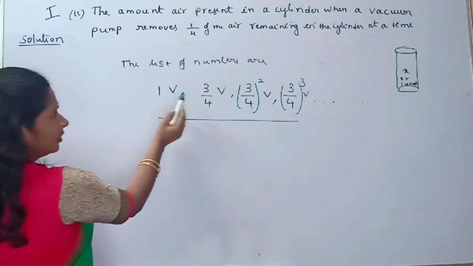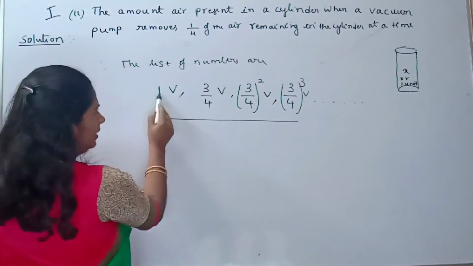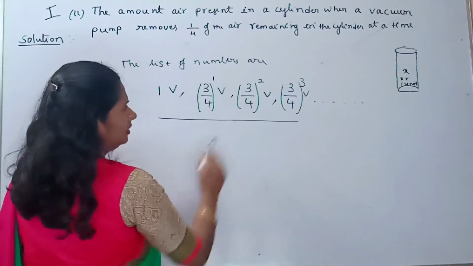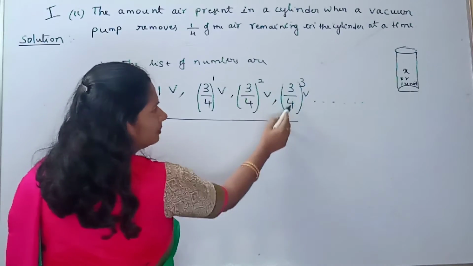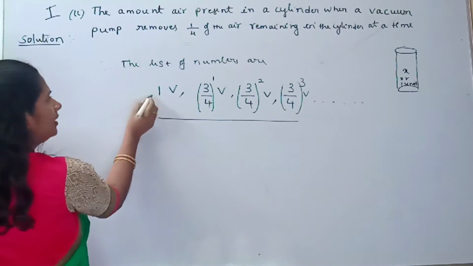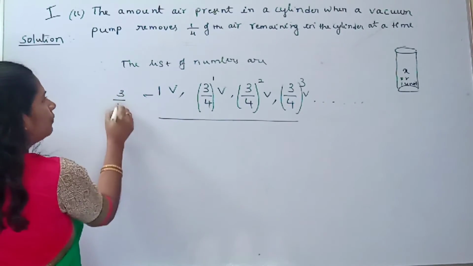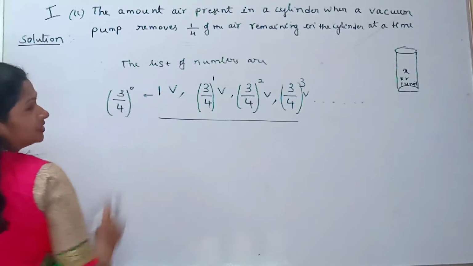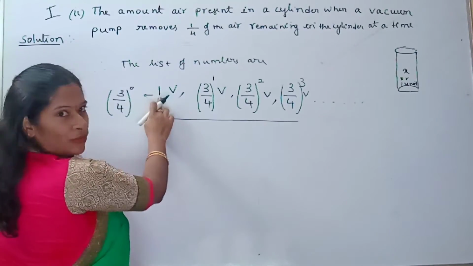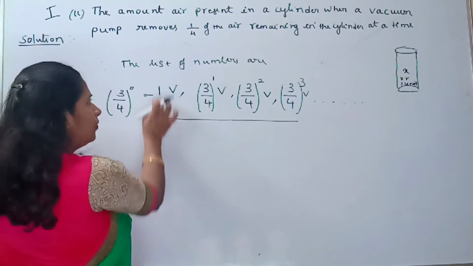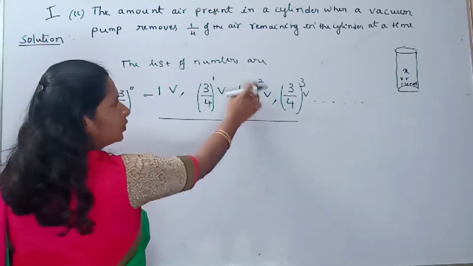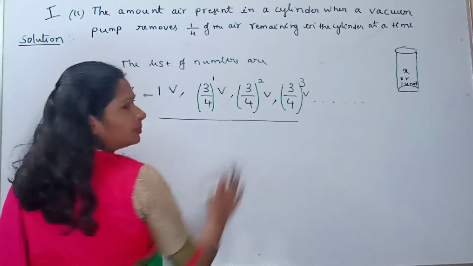And so on. Now, for this list of numbers, you have to check whether it forms an AP or not. See here, please observe: 1 is there, 3/4. Let me write 3/4 to the power 1, 3/4 to the power 2, 3/4 to the power 3, and so on. Now this 1 you can also write as 3/4 whole to the power 0, isn't it? 3/4 whole to the power 0 is 1. So this is 3/4 to the power 0, 3/4 to the power 1, 3/4 to the power 2, 3/4 to the power 3.